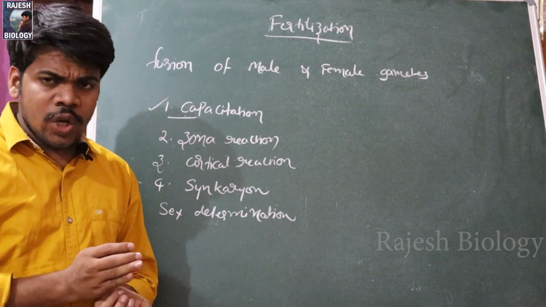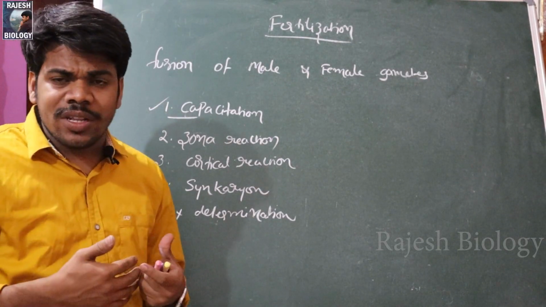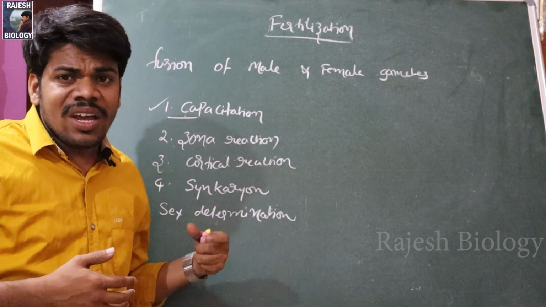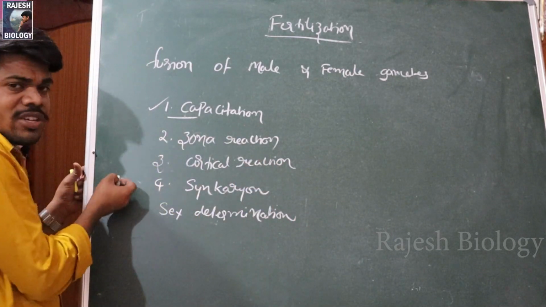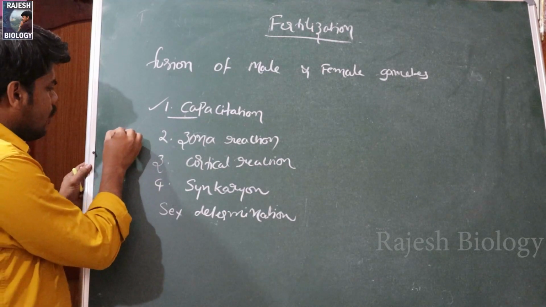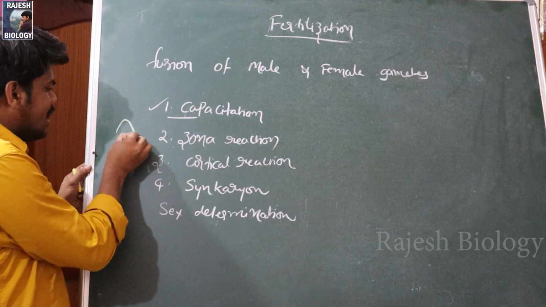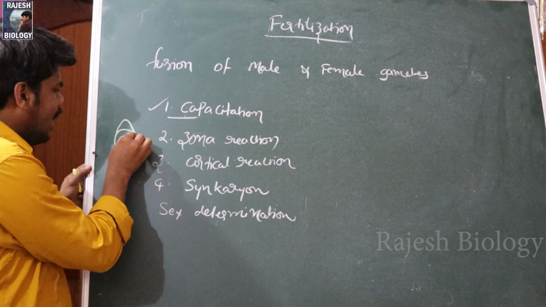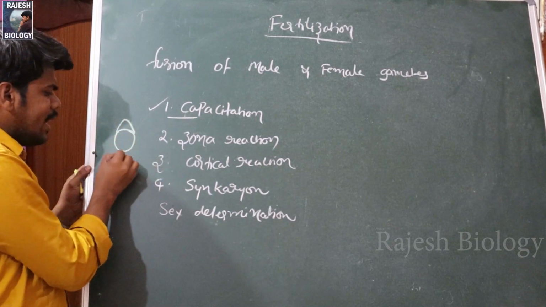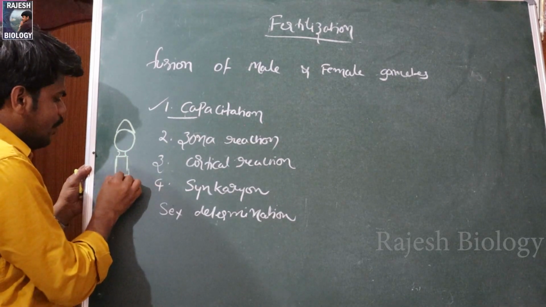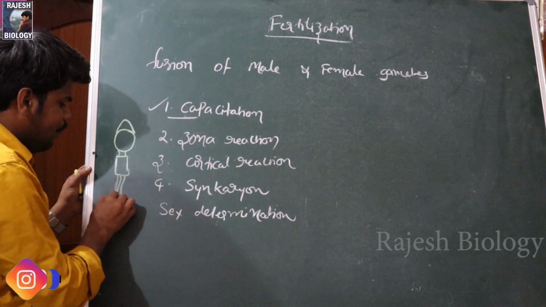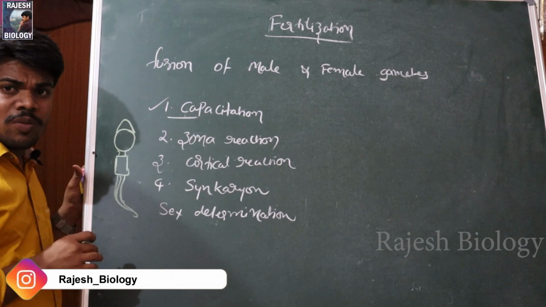Before that, you should revise the structure of the sperm cell and the structure of the ovum. First I will draw the sperm cell structure here in a small manner. There is a cap-like structure above the head, and this is called the acrosome. This is the head, neck piece, middle piece and tail. So this is the sperm cell structure.